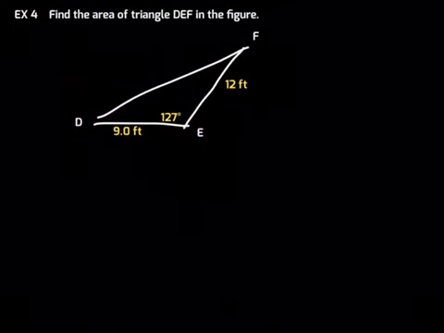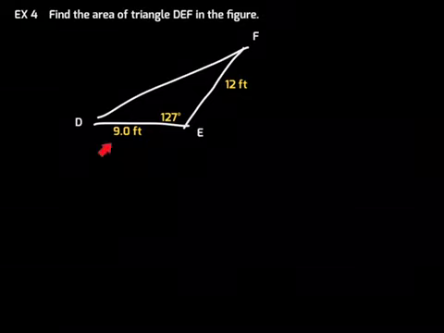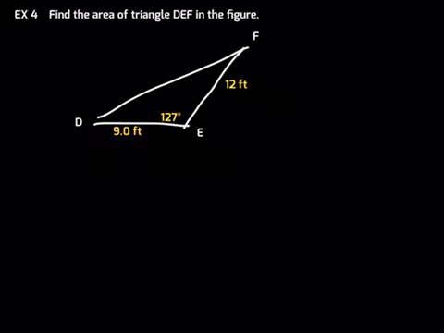Okay, guys, look at this problem. Find the area of triangle DEF in the figure. The area of this triangle is what they're asking you for, and they're giving you the side lengths 9.0 feet and 12 feet. Notice you have two significant digits, and 127 degrees.